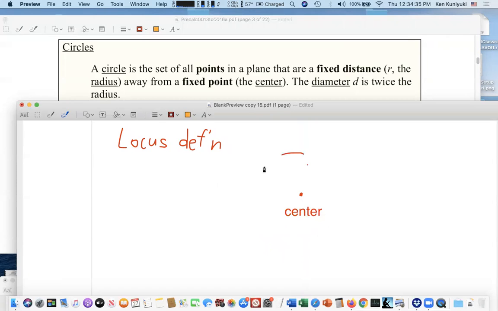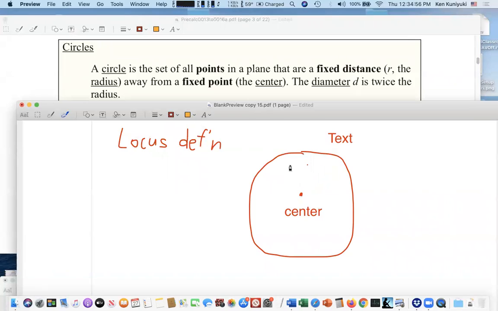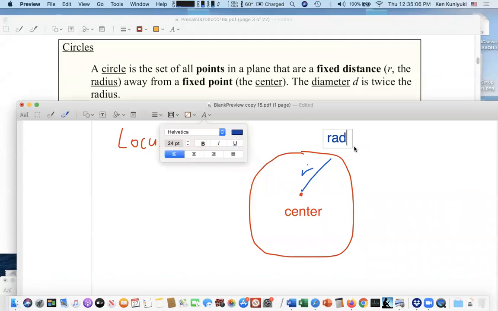And we want all points that are the same distance from the center. And I'm going to call that distance R. Why? Because R is going to be the what of the circle. R is going to be the radius of the circle. It's the distance between each point on the circle and this fixed point called the center.